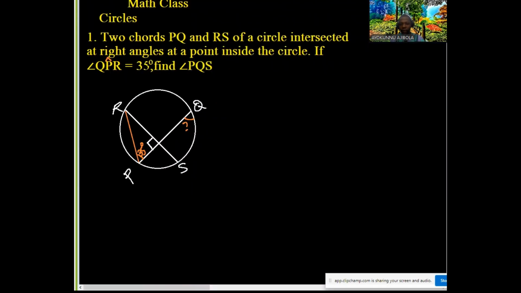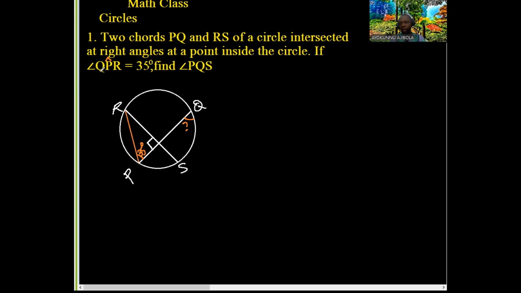Like I said, circles is what we're looking at. And this question says two chords PQ and RS of a circle intersected at right angles at a point inside the circle.